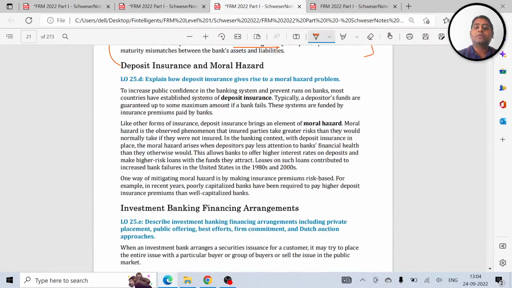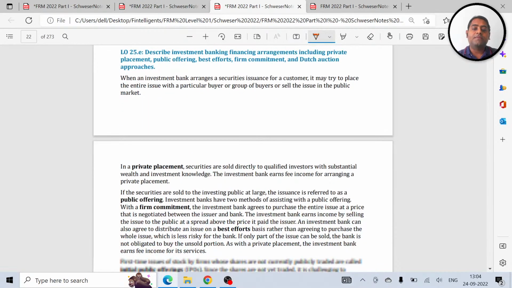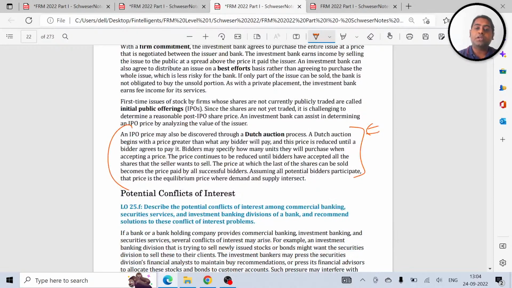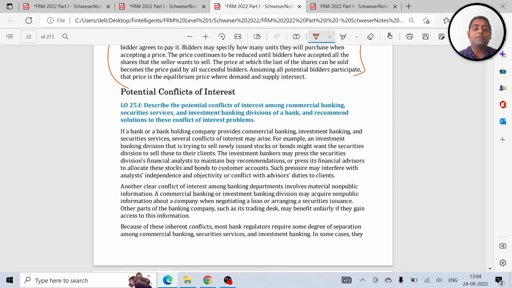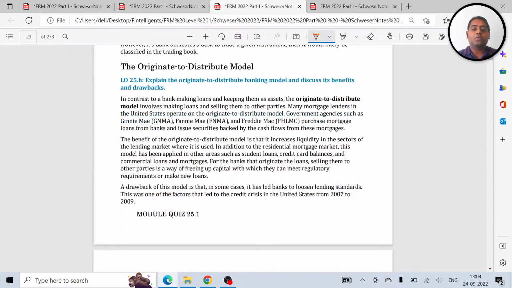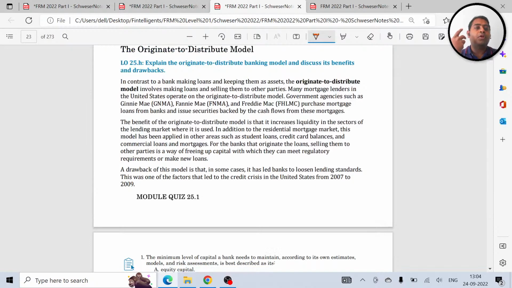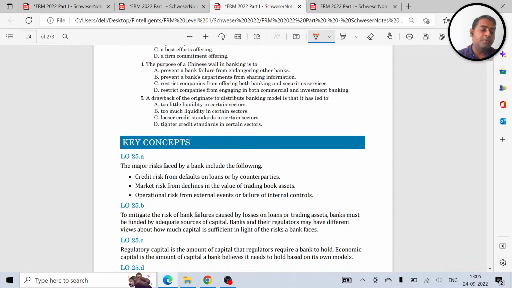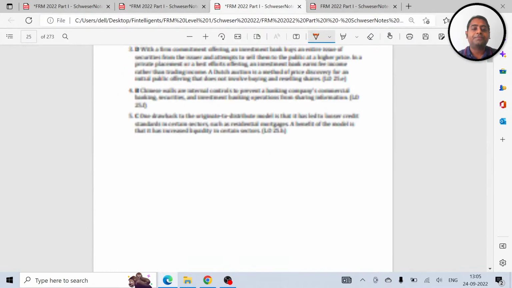Moral hazard as a concept, you should know at an overall level. Investment banking, financing arrangement, IPO, Dutch auction, along with calculation. You might get calculation based questions over here, so please make sure that you're good with it. Conflict of interest, the first two paragraphs, important. Banking book versus trading book. Originate to distribute model is going to get covered in mortgage and mortgage-backed security, so not so important. I've just highlighted a few sections which can be important from your exam perspective.